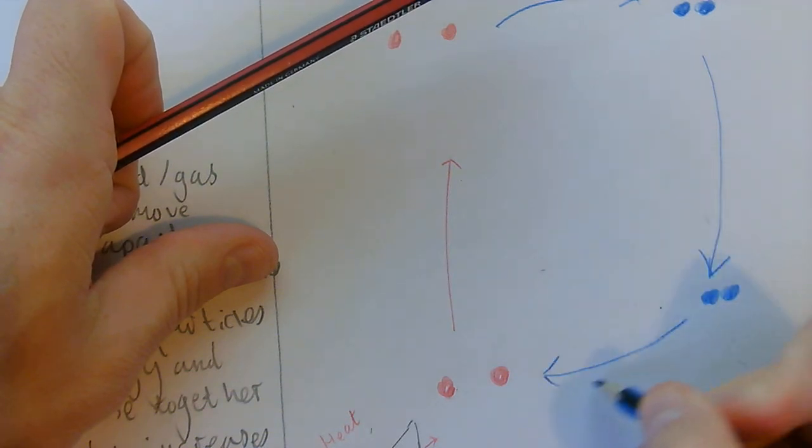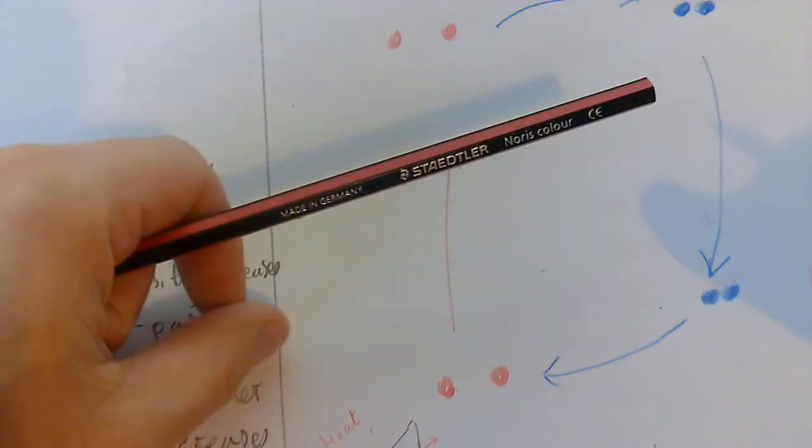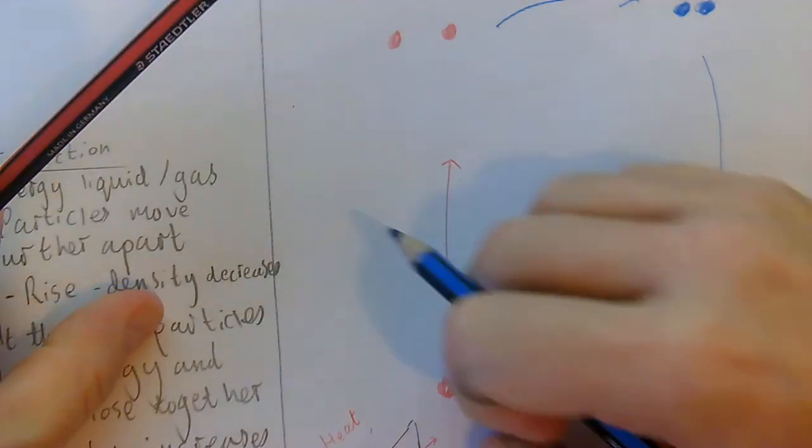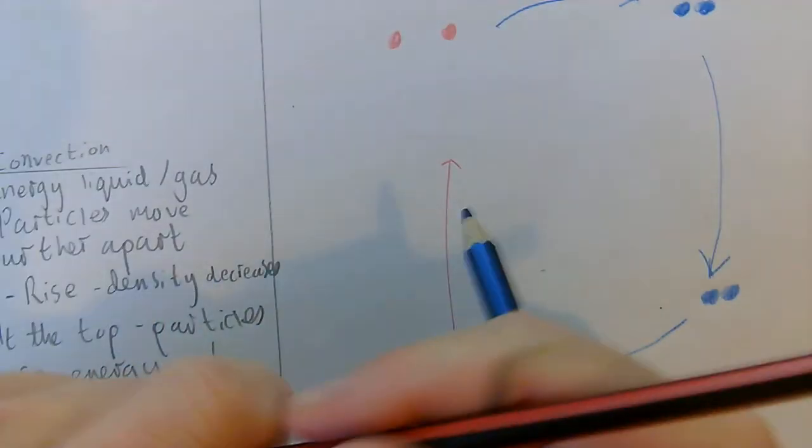and then on the bottom they're closer to the radiator, so they gain energy. When they gain energy, particles move apart from each other, they rise, and it just keeps on going, and we call this a convection current.